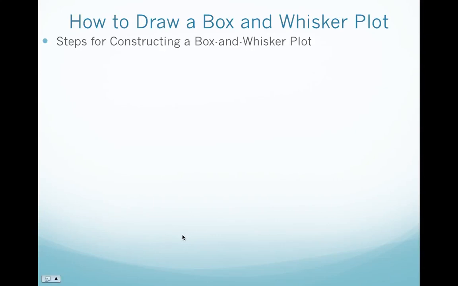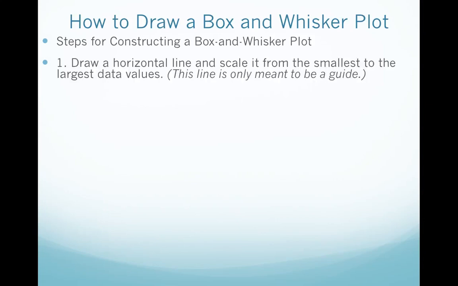Okay, so how would you draw a box and whisker plot on paper after you see it on your calculator? Well, you should get started by drawing a horizontal line, which is going to be scaled from the smallest to the largest data value, and it's only meant to be a guide. So our smallest data value was 10, and our largest data value was 130.